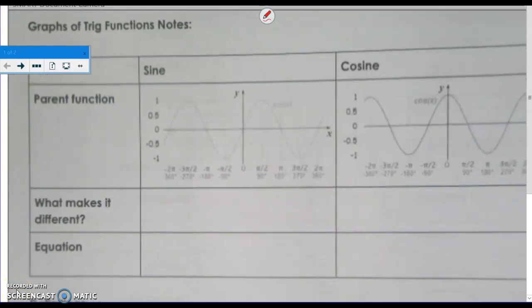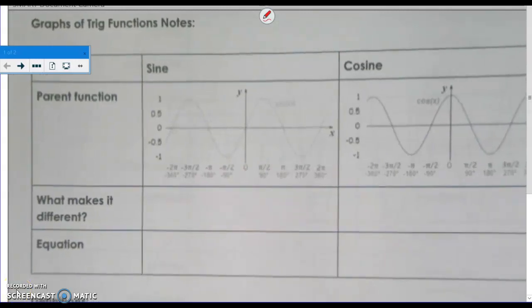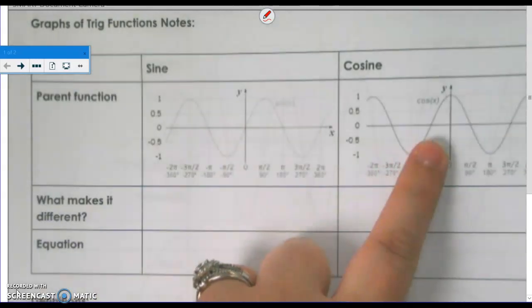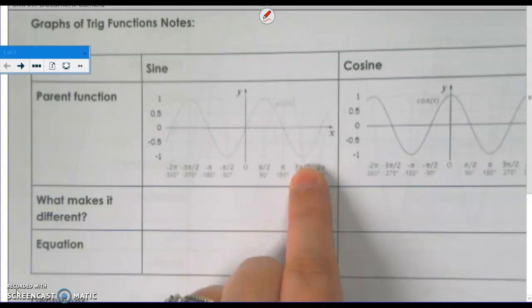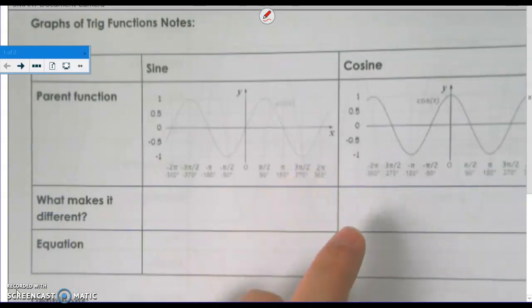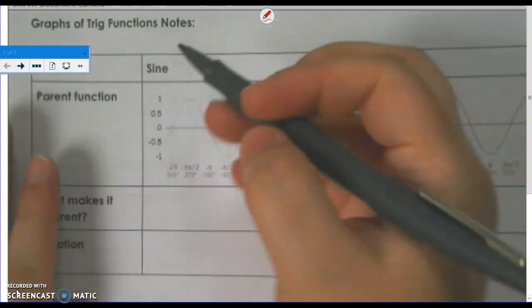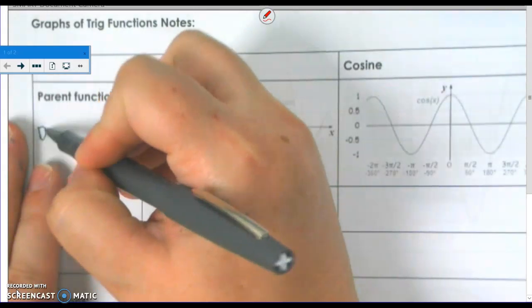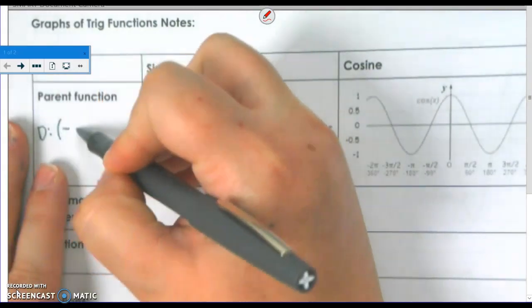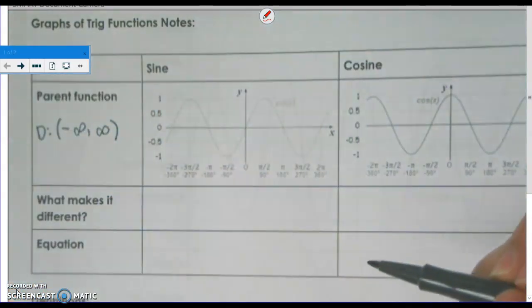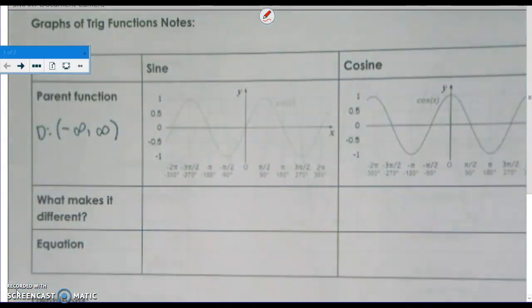All right, so we are going to focus on the graphs of sine and cosine. They look very similar. These are called periodic functions because they make that continuous wave pattern. So the domain of these will be negative infinity to positive infinity. That wave pattern is going to continue to the left and right forever and ever and ever.